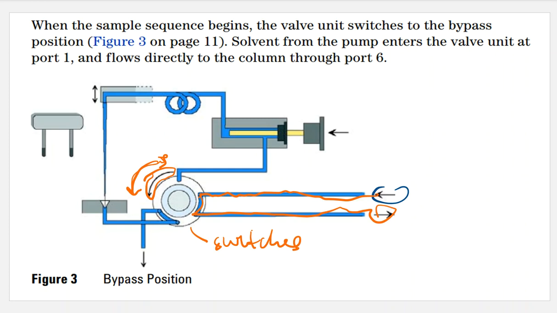So this is the bypass position. No samples are getting injected. Mobile phase goes in spot 1. Mobile phase leaves out of spot 6. Nothing comes in contact with the samples. Nothing is getting sucked up by the needle. No sample containers are venturing over to the needle seat for it to sit there and allow the needle to puncture it and suck up sample. None of that is going on at all. Okay?